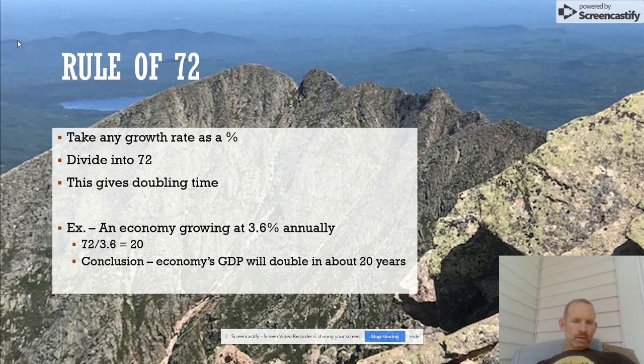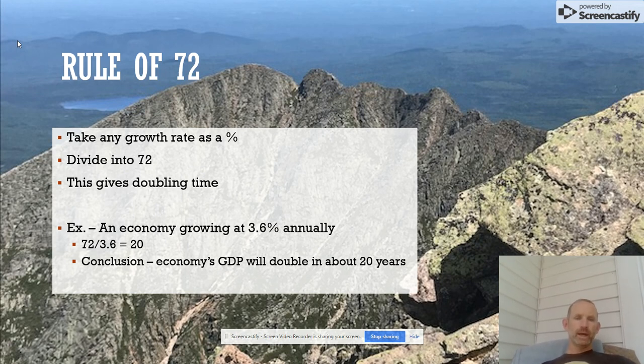The rule of 72 is pretty handy, not only for this chapter and for thinking about the economy, but even in your personal finance life. Anything that can be expressed as a growth rate as a percent, whether that's the growth of an economy or the growth of some money you have invested somewhere or the value of your home or something like that. Anything that's growing at a certain percentage rate, you take that rate of growth and divide it into 72.